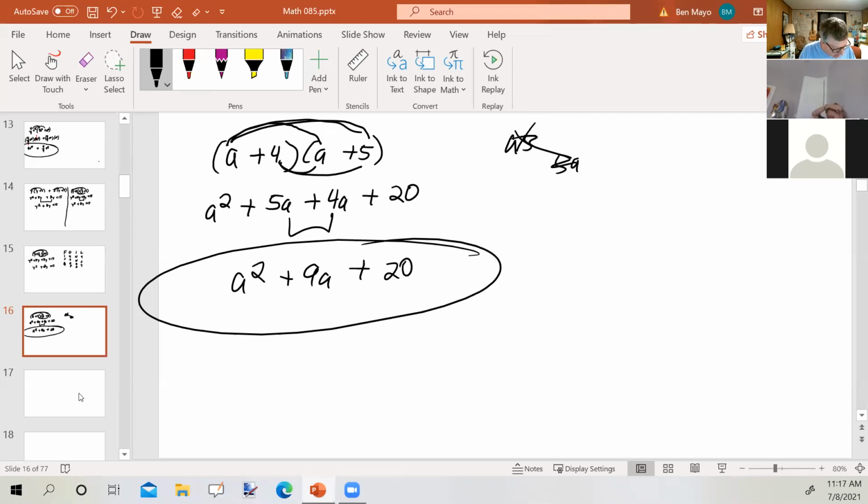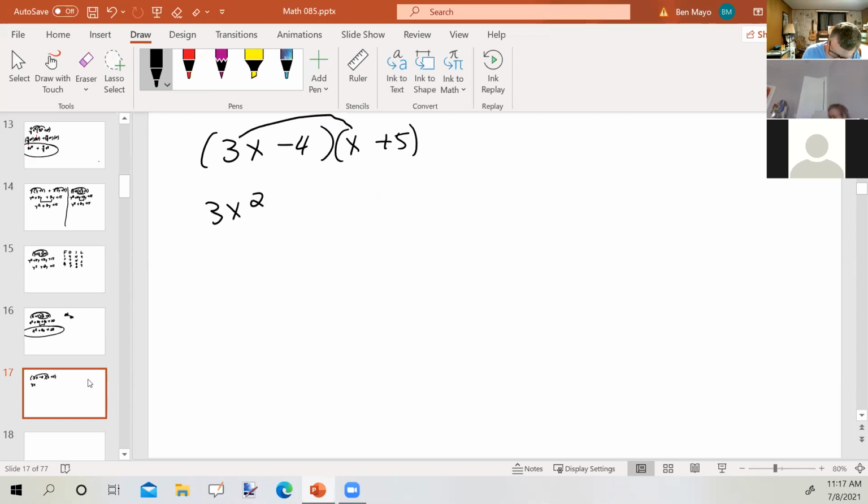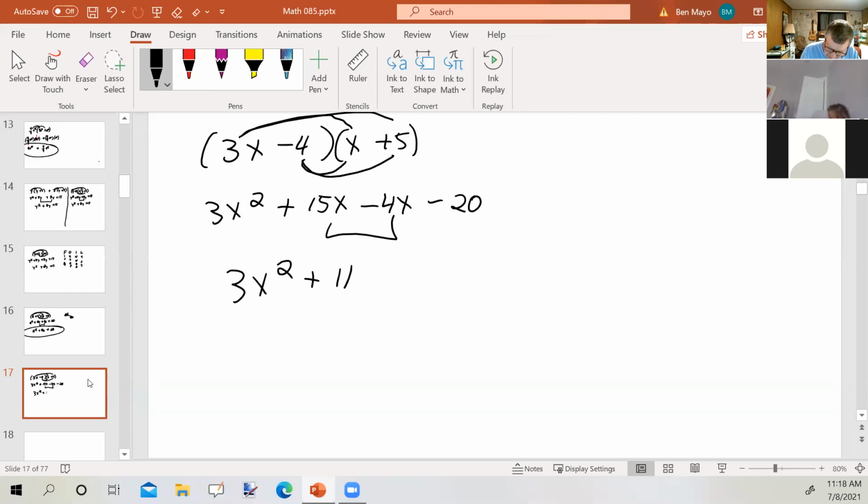Okay, let's see here. How about this one? 3x minus 4 times x plus 5. 3x times x is 3x squared. 3x times 5 is 15x. Minus 4 times x is minus 4x. And minus 4 times plus 5 is minus 20. Combining like terms, 3x squared plus 11x minus 20.